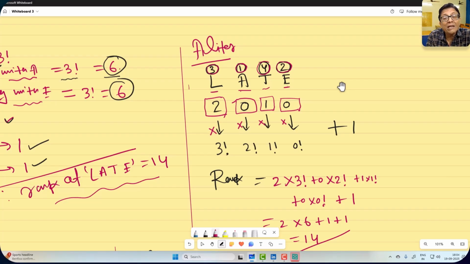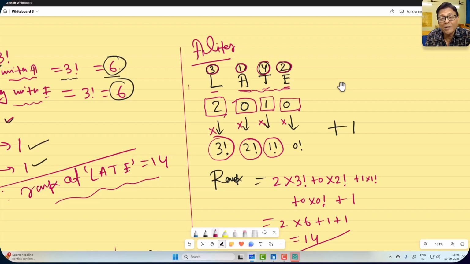Starting from L, you arrange all the remaining letters. How many ways can it be done? 3 factorial ways. On the right side of A, how many are there? 2 only. Their arrangement can be done in 2 factorial ways. Here 3 factorial, this one. On the right side of T, 1 is there, its arrangement will be factorial n.